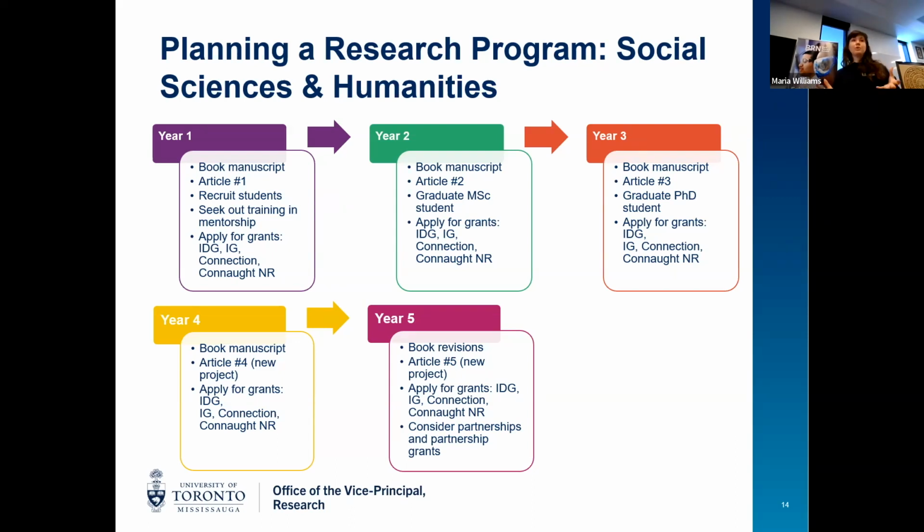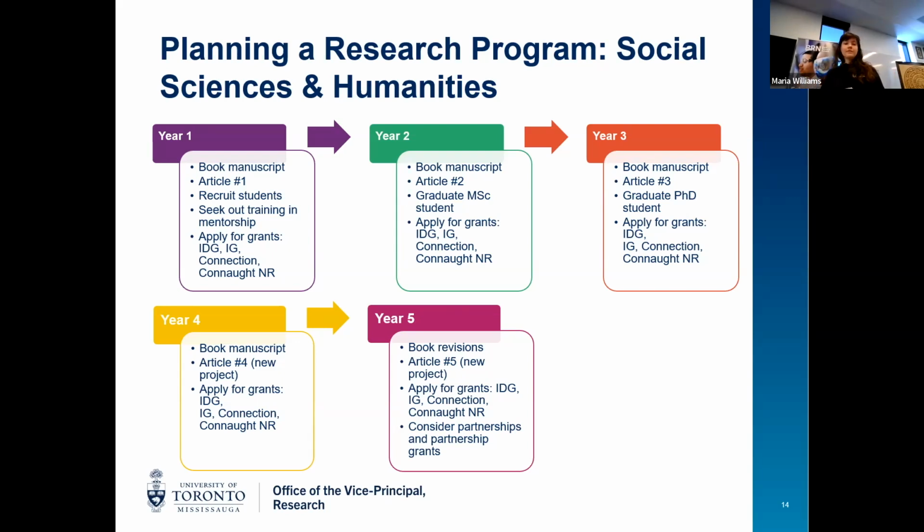The IDG would be an appropriate one as you're starting your projects because it supports early stage work. The IG may also be appropriate depending on the stage of the work that you're trying to seek funding for. Although it's maybe not always appropriate at early stages, the connection grant is something to consider, because you can use it for knowledge mobilization in terms of outreach, but you can also use it just to fund meetings and events and workshops.